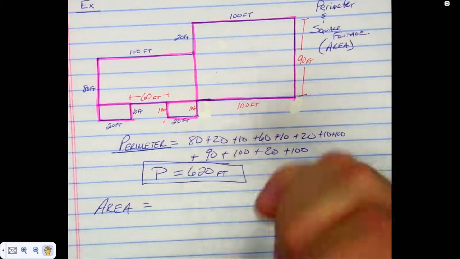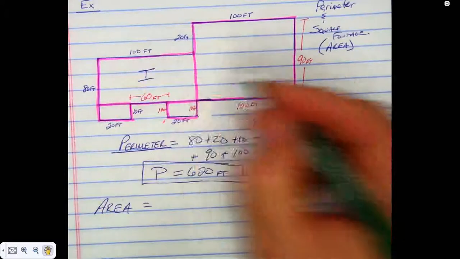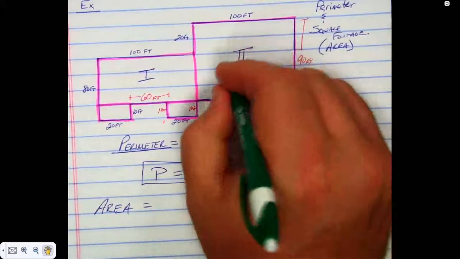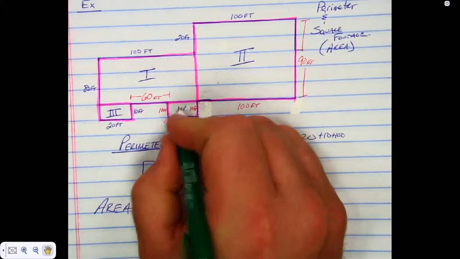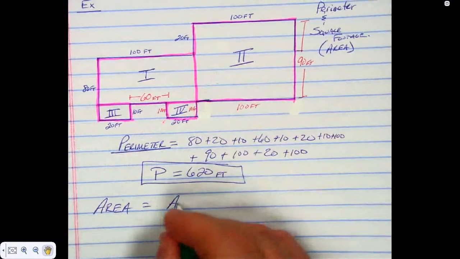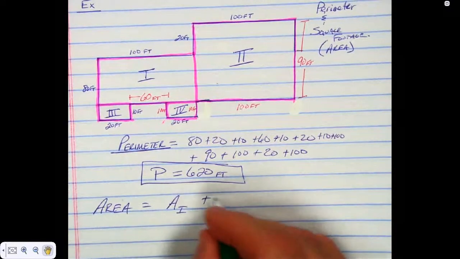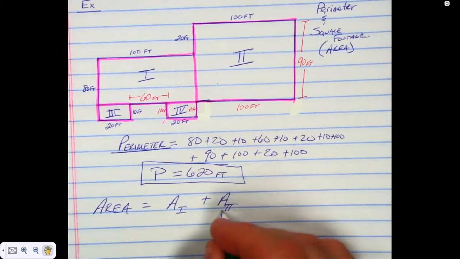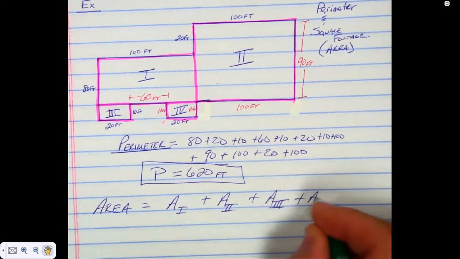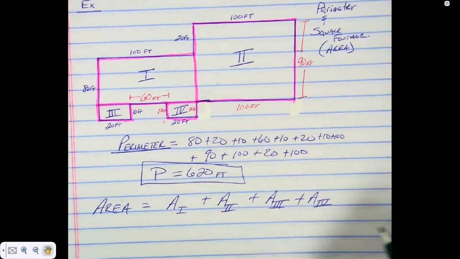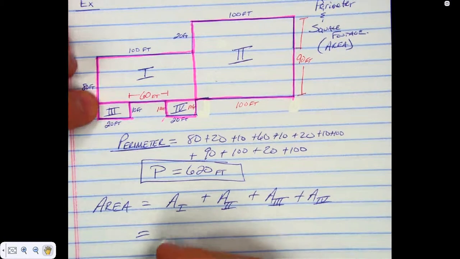What we usually do is we would call this in Roman numerals region 1. This is how you'll see it in math, region 2, region 3, and region 4. You basically need to find the area of region 1, add it to the area of region 2, plus the area of region 3, plus the area of region 4.